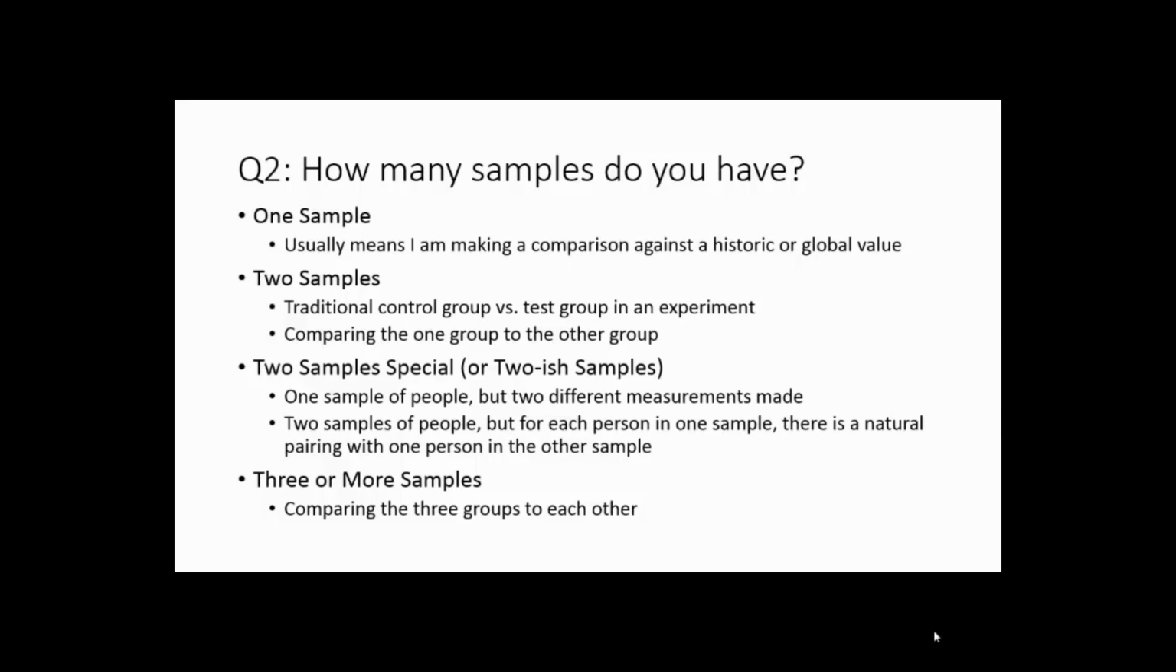The test group gets a certain treatment that the control group does not. This is two different groups, two separate samples. In this case, you're most likely comparing the results of one group to the results of the other. But maybe you only have one group. If that's the case, you're most likely comparing the results from that group to some historical number or global value provided by an outside source.